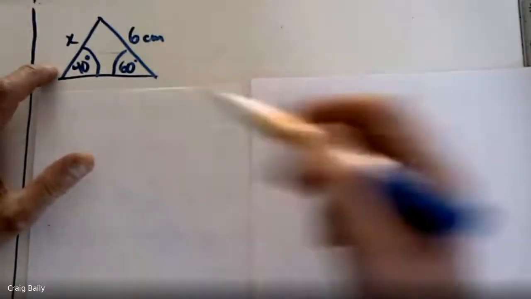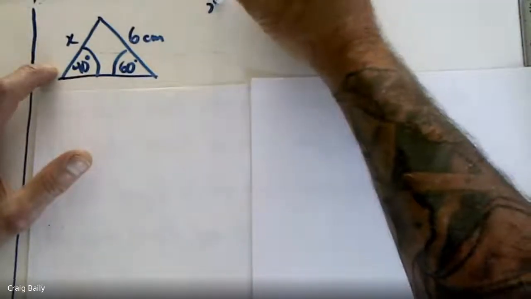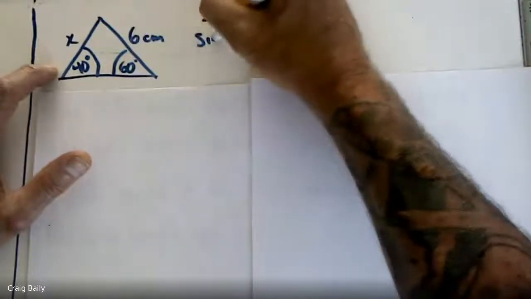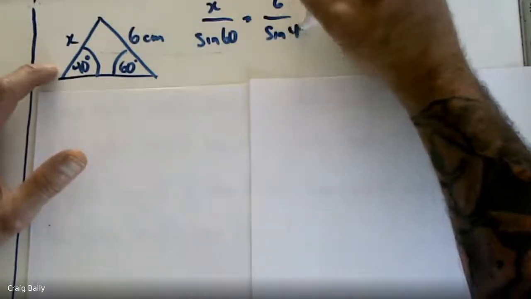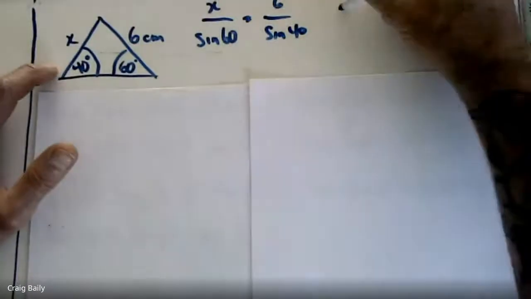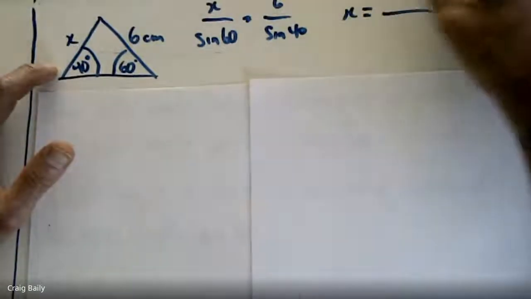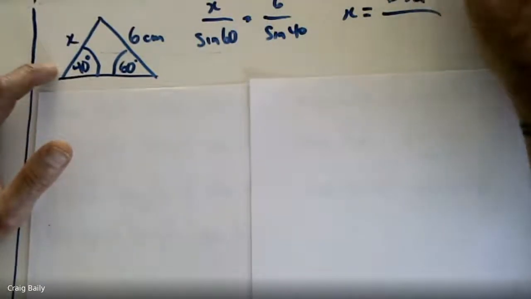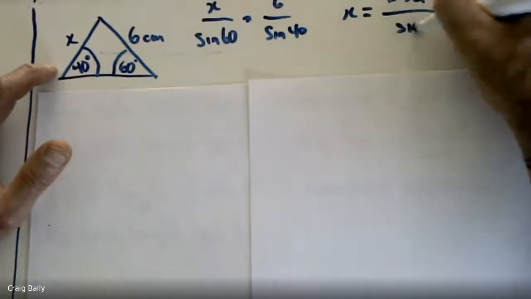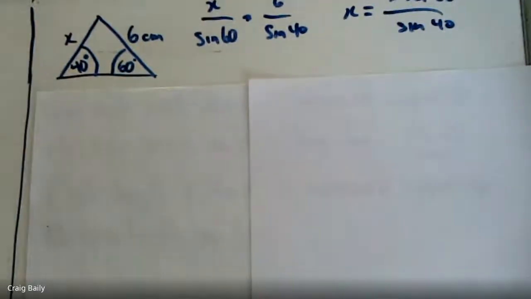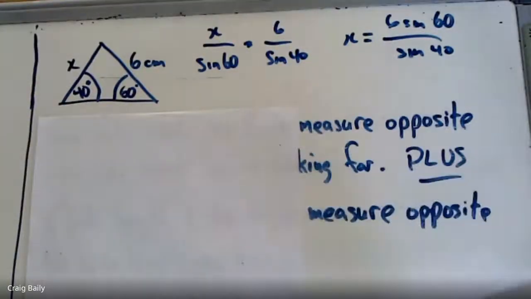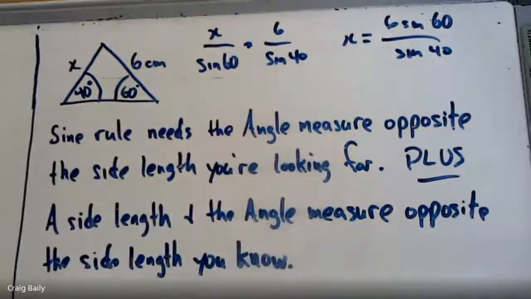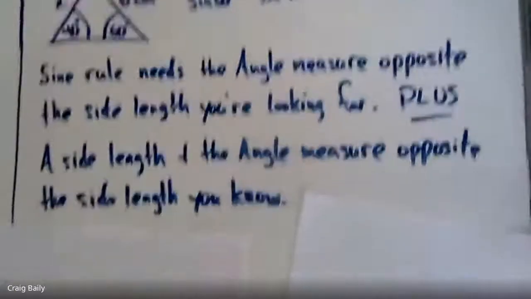So if I want to use the sine rule to find that side length x, we know that x over the sine of 60 is going to be equal to 6 over the sine of 40. We know to cross multiply that, so x is going to be 6 sine 60 over sine 40. And we know how to solve that using our calculator. So please add this to your notes, that you're going to use that sine rule.